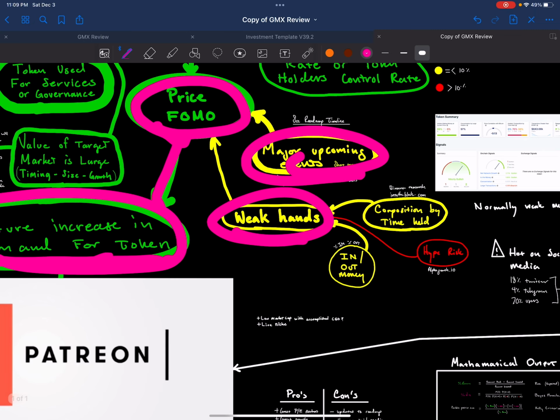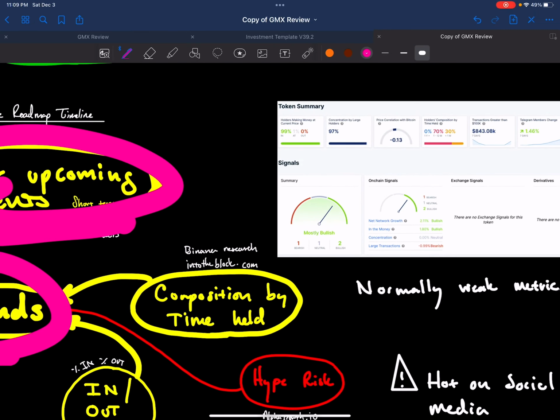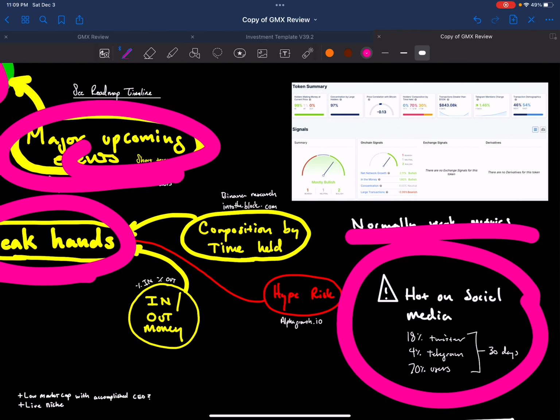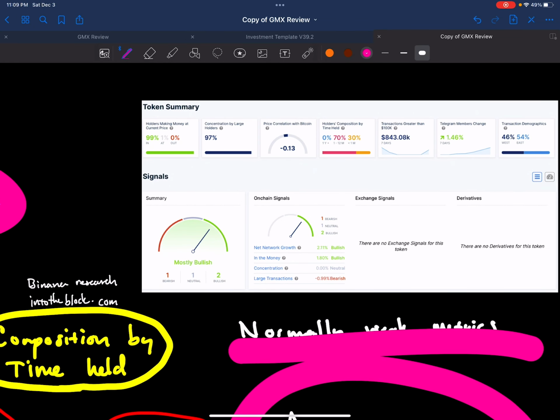Now, regarding weak hands, these metrics are normally weak metrics, right? But there's some other things that I want to say. It's got hot social media, so this means that social media has been growing for this project. And that means a lot of people are aware of it, and it's growing in popularity quite quickly, and those are kind of risky things. The holders' composition is that 70% of the tokens are held for 1 year and 30% are held for 1 month. So that's the general holders right there.